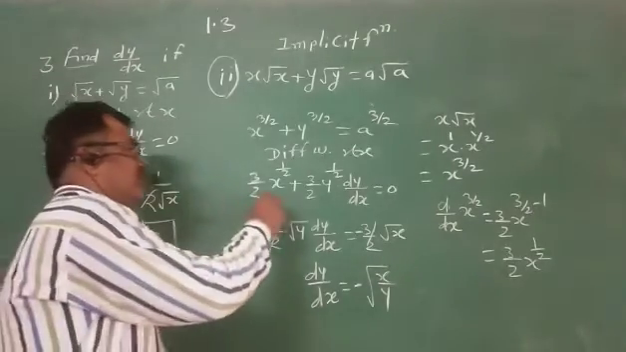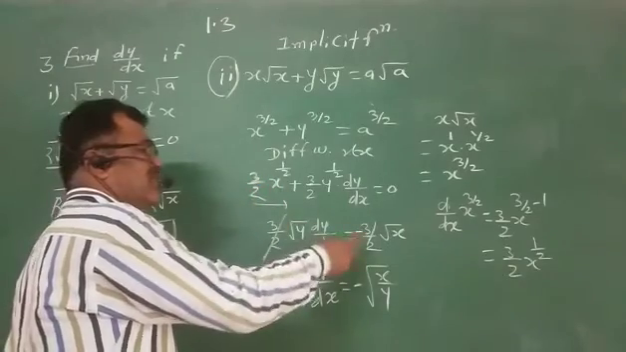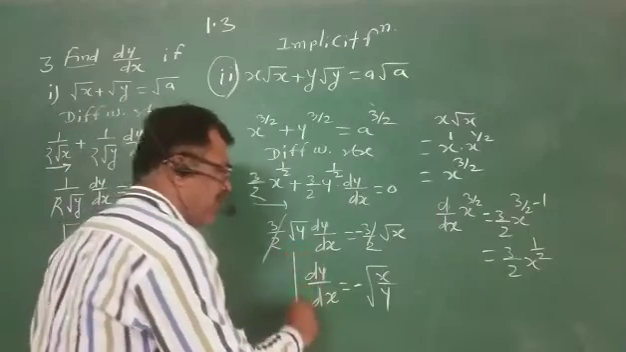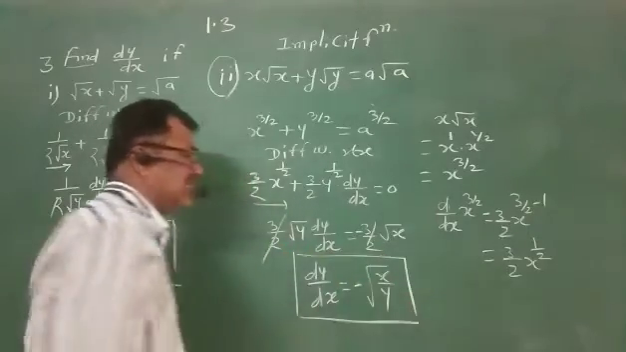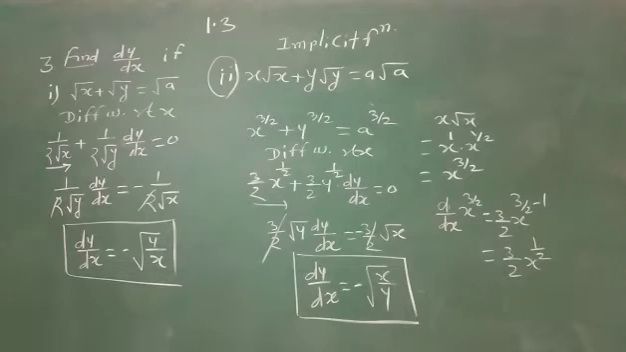After transferring, 3 by 2 y raised to half dy by dx equals minus 3 by 2 root x. The 3 by 2 cancels, so dy by dx equals minus under root x upon y. That is the answer. See over here and write in your notebook. That is the derivative of an implicit function.